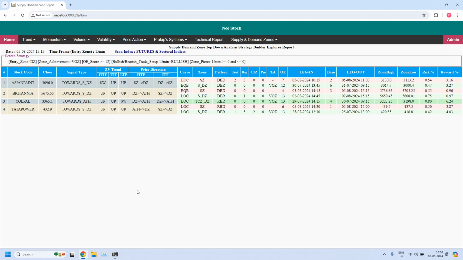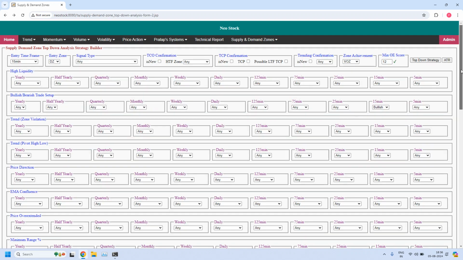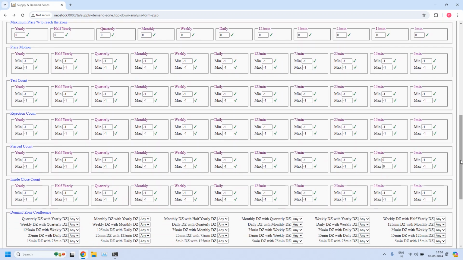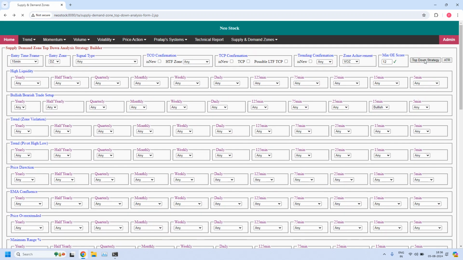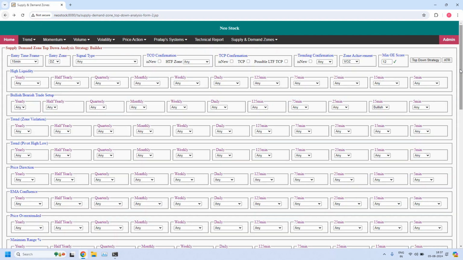Let us check out of these 4, any of them are having confluence with ITF. That is a 15 minutes demand zone with 75. Let me check. Oh, all 4 are having a confluence with the 75 minute zone. Next we will check whether they are also having confluence with HTF, that is a daily time frame.